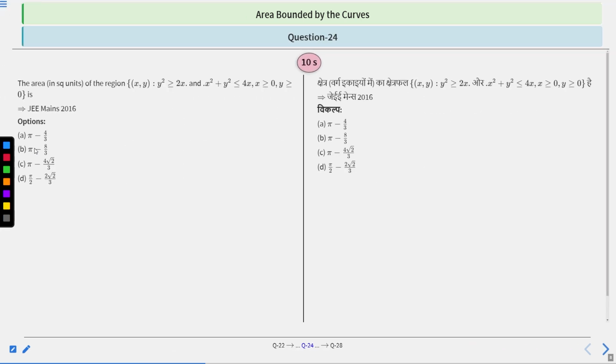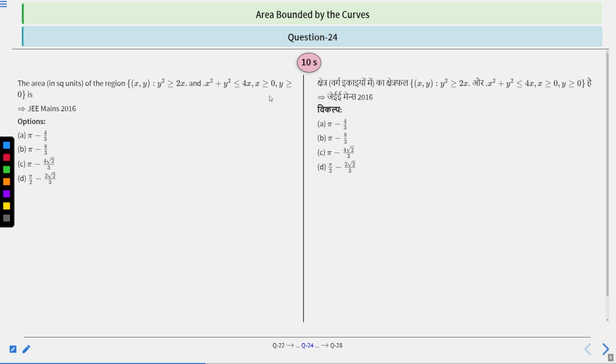Now let's move to the next question, question number 24, which says: the area in square units of the region {(x, y): y² ≥ 2x and x² + y² ≤ 4x, x ≥ 0, y ≥ 0} is. Again, the hint of this question is that we have to find the area outside this parabola and inside this circle.